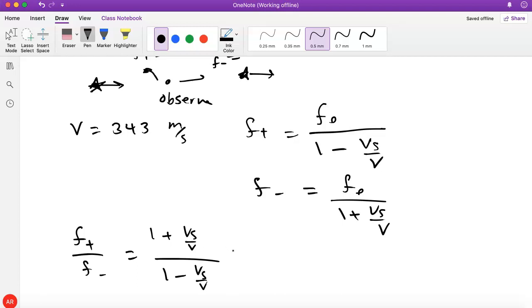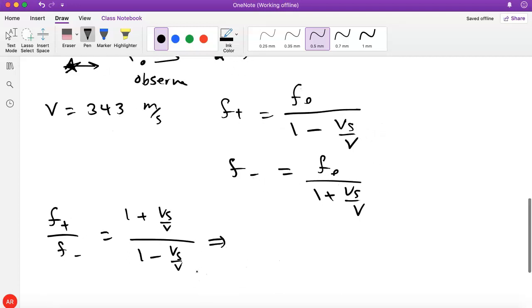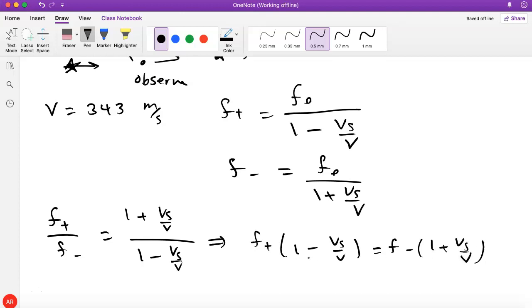So this gives me what? I want to solve for Vs from here, right? So let's multiply by 1 minus Vs over V and multiply by F minus. So then I get F plus times 1 minus Vs over V is F minus times 1 plus Vs over V.